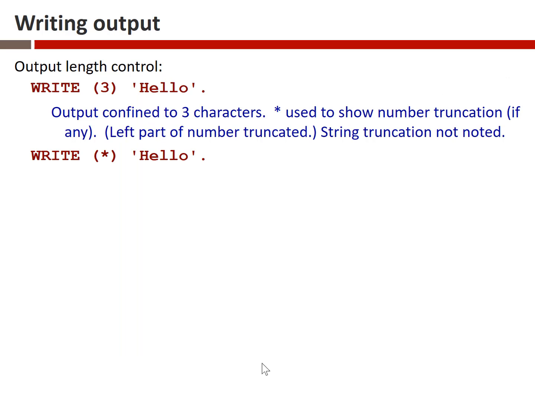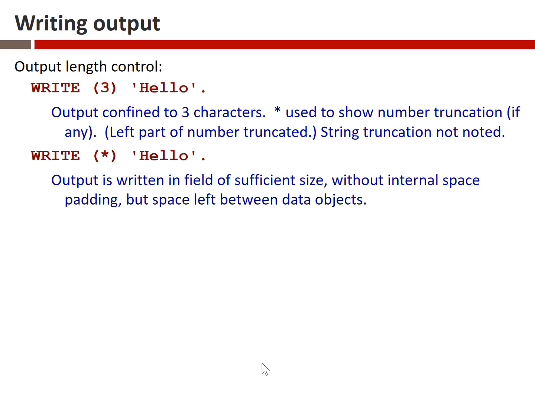So, output control. Now this one you will see the utility of later on in our discussion and in code we write. The star outputs whatever we have asked the write statement to output in a field of sufficient size without internal space padding, but with space left between data objects. Okay, there's lots of things in that statement, so let's talk about it for a second. It's going to write out in a field of sufficient size without internal space padding.